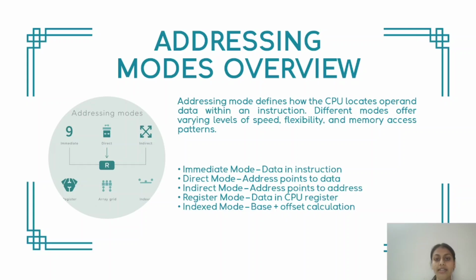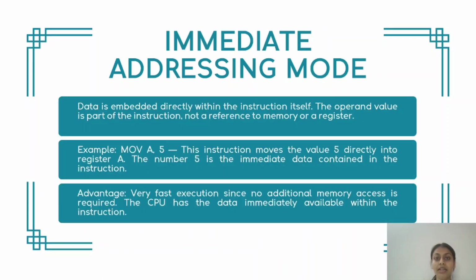Addressing mode overview. Addressing mode defines how the CPU locates operand data within an instruction. Different modes offer varied levels of speed, flexibility, and memory access pattern. Immediate mode: data in the instruction. Direct mode: address points to data. Indirect mode: address points to the address. Register mode: data in a CPU register. Indexed mode: base plus offset calculation.